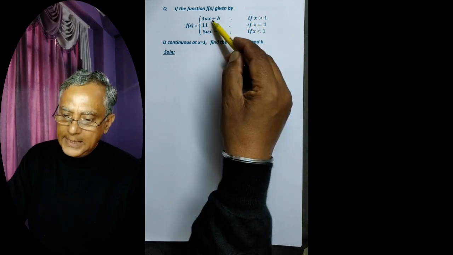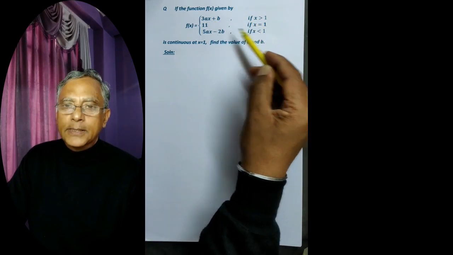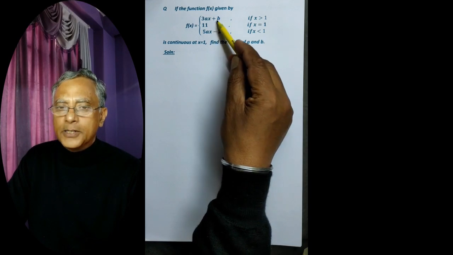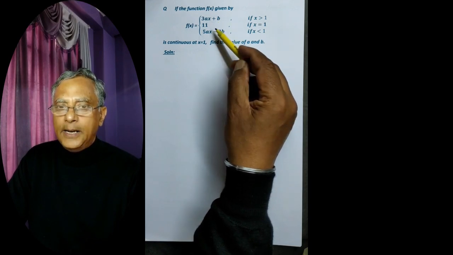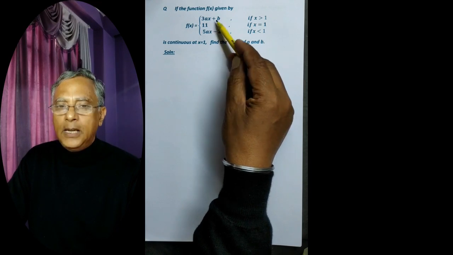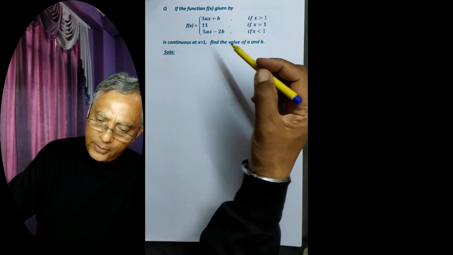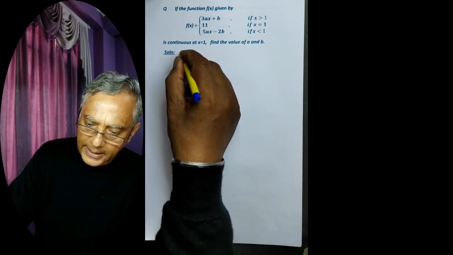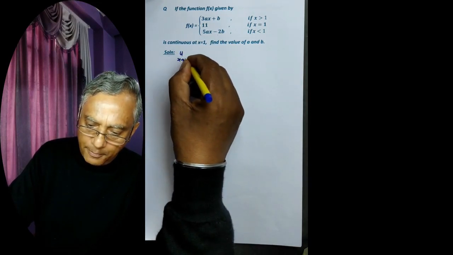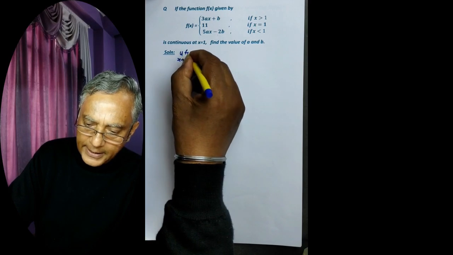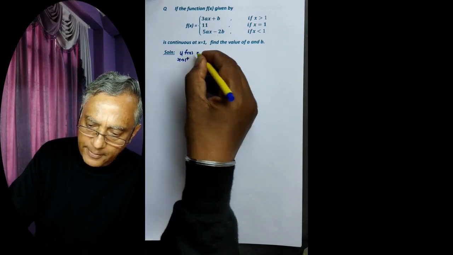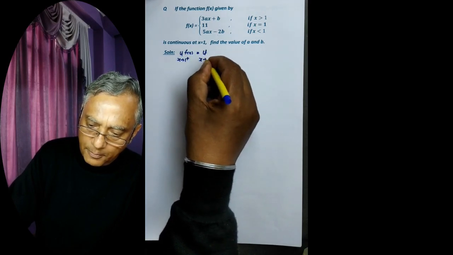For x less than 1, it is this. So the definition of the function is changing for x greater than 1 and x less than 1. So we must consider left and right limits separately. What we do is, we first find the limit as x approaches 1 from the positive side of f(x). This is equal to the limit as x approaches 1 from the positive side.